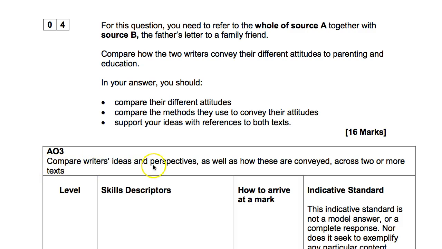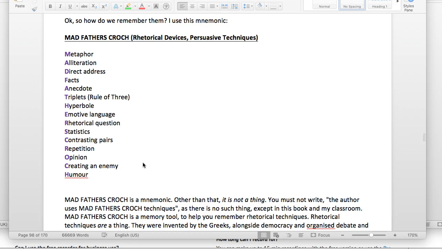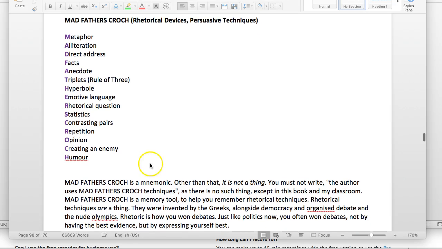Compare writers' ideas and perspectives, in other words, their point of view, as well as how these are conveyed. So how things are conveyed is this word in the question, the methods. You're talking about the methods that they've used. So what are the methods? Well, you might have learnt them as DAFT FOREST or other kinds of mnemonic. In the guide that I'm writing, I've refined this to Mad Father's Crotch, which gives us 15 persuasive techniques.